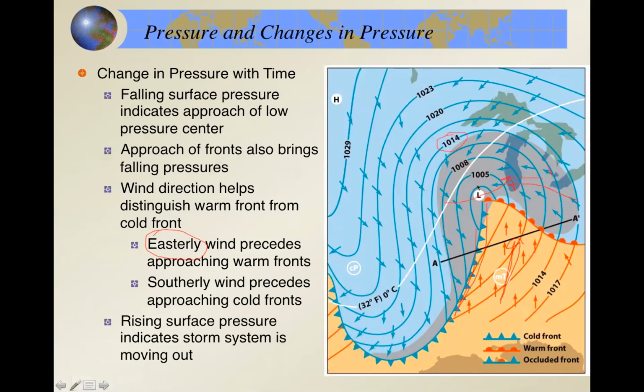Now, once the traveling cyclone moves out of our region, say if we're back here, then indeed the pressures start to increase. Say from 1,014 millibars initially, then as this air mass moves into our region, the pressures increase to 1,020, 1,023, and that's an indication that the storm system is moving out of our region.